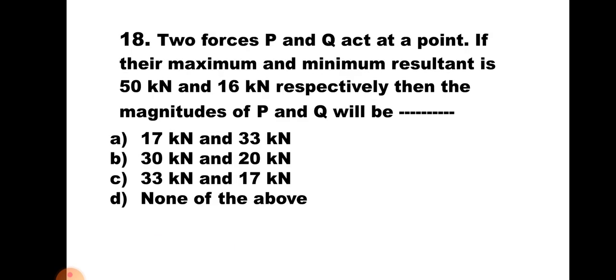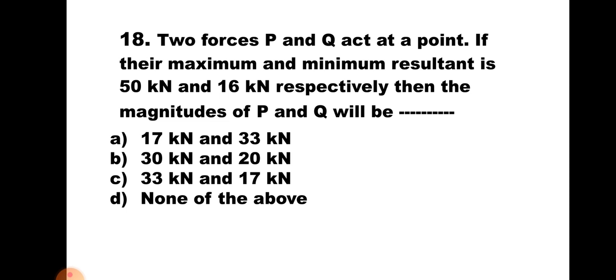Question number 18. Two forces P and Q act at a point. If their maximum and minimum resultant is 50 kilonewton and 16 kilonewton respectively, then the magnitude of P and Q will be: A, 17 kilonewton and 33 kilonewton; B, 30 kilonewton and 20 kilonewton; C, 33 kilonewton and 17 kilonewton; and D, none of the above.